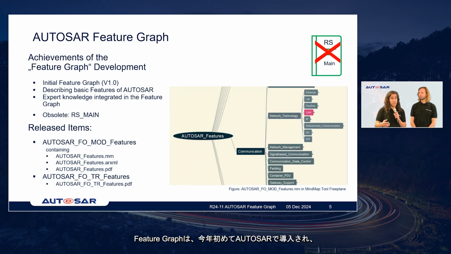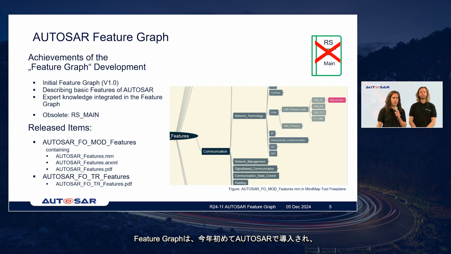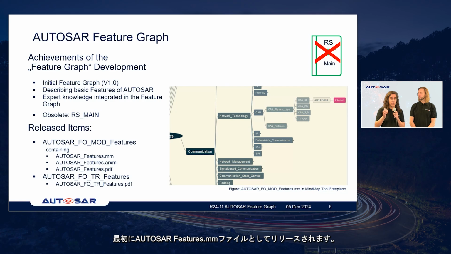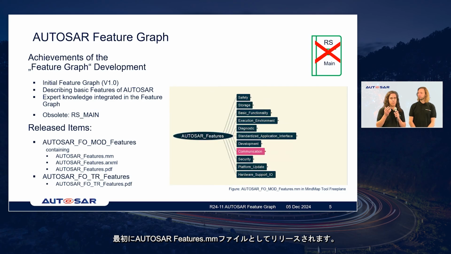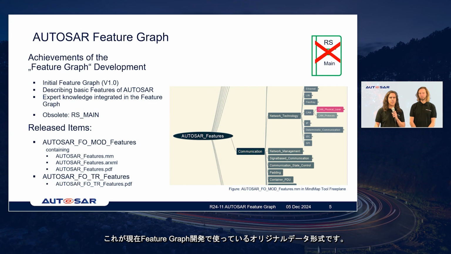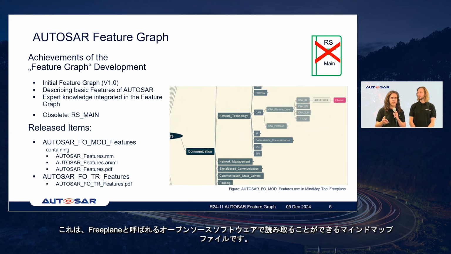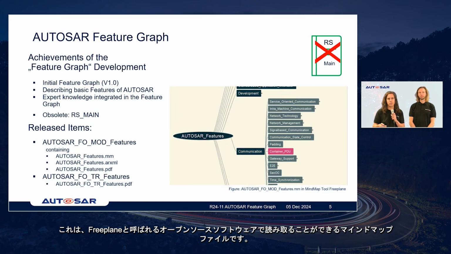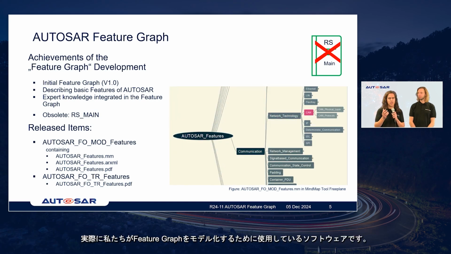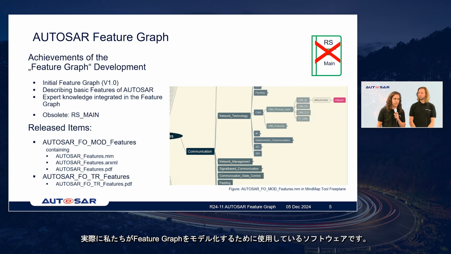It's released this year for the first time in AutoSAR, and in the first place it's released as an AutoSAR features.mm file, which is the original format currently. It's a mind map file that can be read with an open source software called FreePlane, and it's actually the software we've been using to model the feature graph.